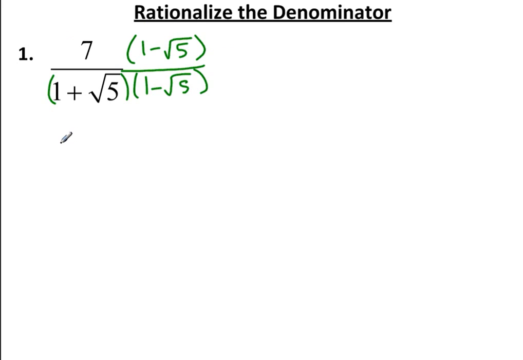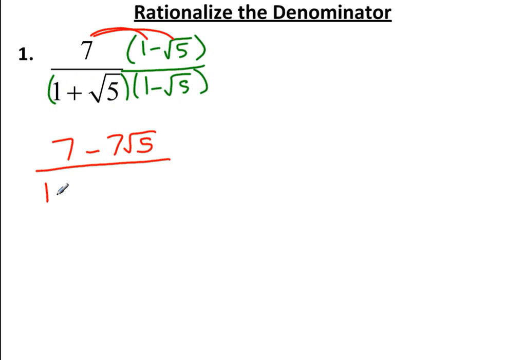In the numerator, I'm going to distribute. I'm going to get 7 times 1 is 7, minus 7 times root 5. Outside numbers stay with outside numbers, inside with inside, so 7 stays on the outside, 5 stays on the inside. Over. Now I'm going to distribute: 1 times 1 is 1. Now for the first time I'm going to actually show you the whole distribution.